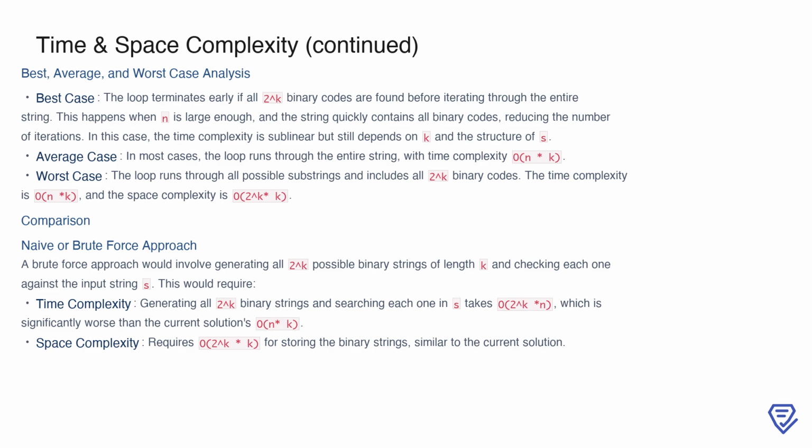Comparing this to a brute force approach, which involves generating all 2^k binary strings and searching each one in the input string, the current solution is much more efficient. The brute force approach has a time complexity of O(2^k * n), which is significantly worse than the optimized O(n*k). Both approaches require O(2^k * k) space to store binary strings, but the current solution avoids the overhead of generating the strings explicitly.